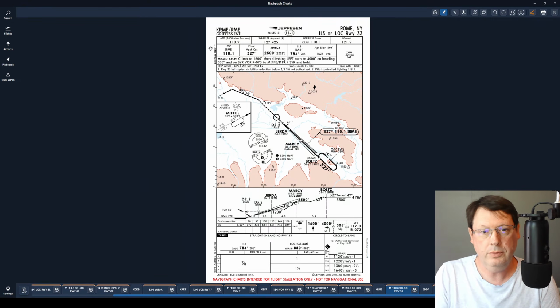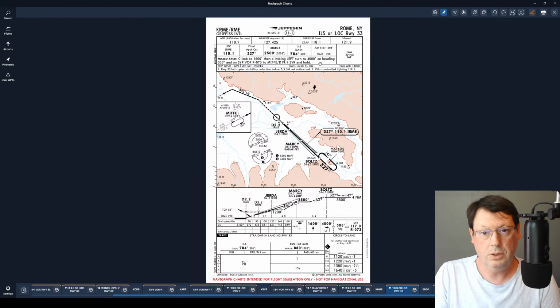Then what you have up here is what Jeppesen calls the briefing strip. You're going to have the radio frequencies that you need to use. You're going to have the navigation information that you need to use for the final approach segment of the instrument approach.